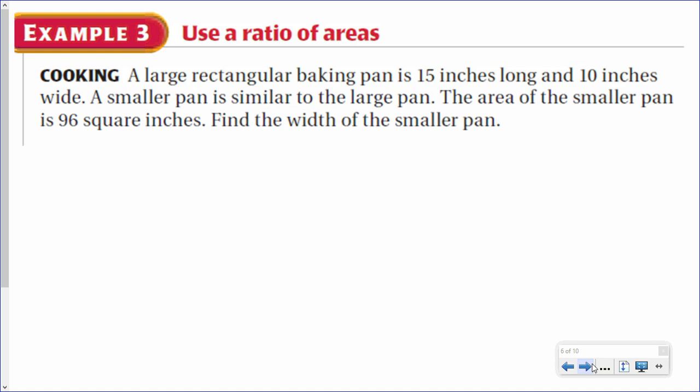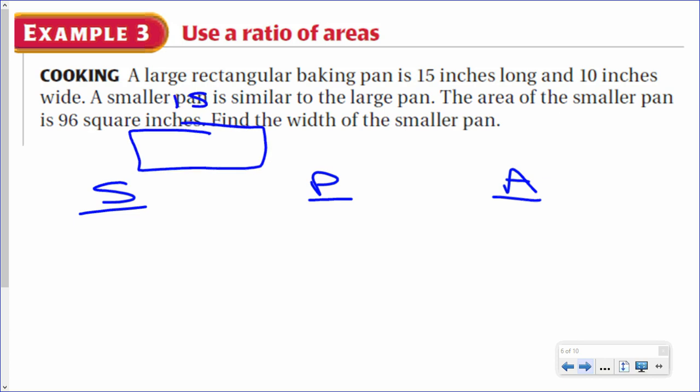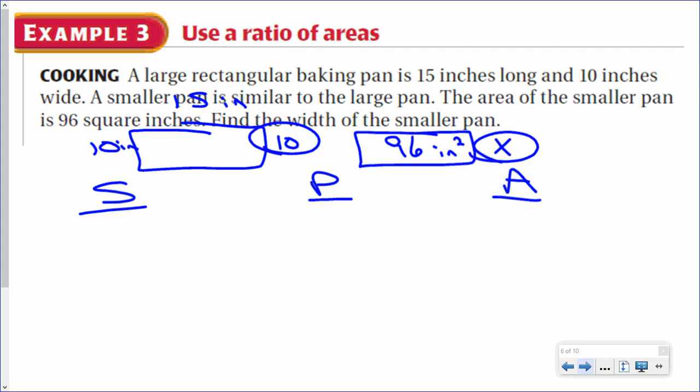Okay, so again, I'm going to make a picture here, and I'm just going to do side, perimeter, area. So the picture on this one would be a baking pan, which is 15 by 10. The smaller baking pan, you just know has an area of 96 inches squared. And these are 10 inches and 15 inches. And they're looking for the width of the smaller pan, so I'll put an X right here. And just a heads up, this is also 10, right?